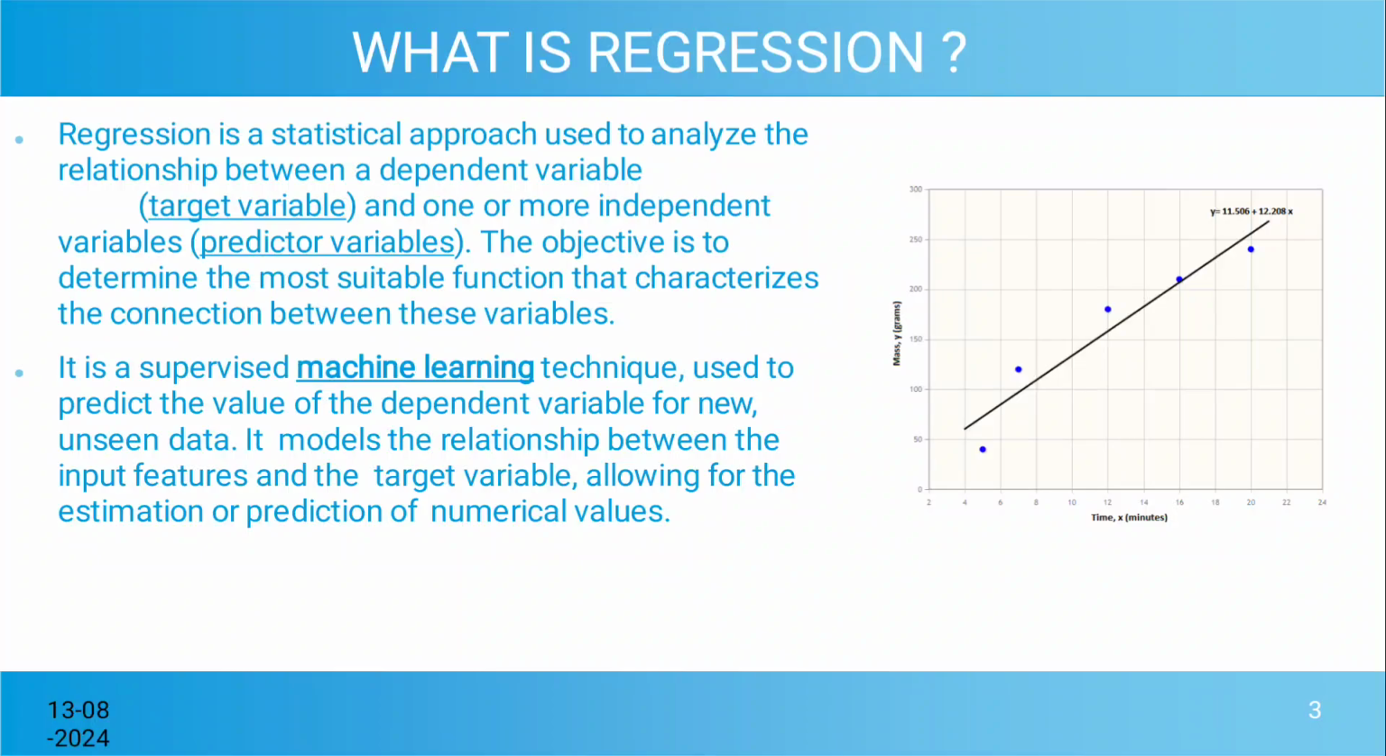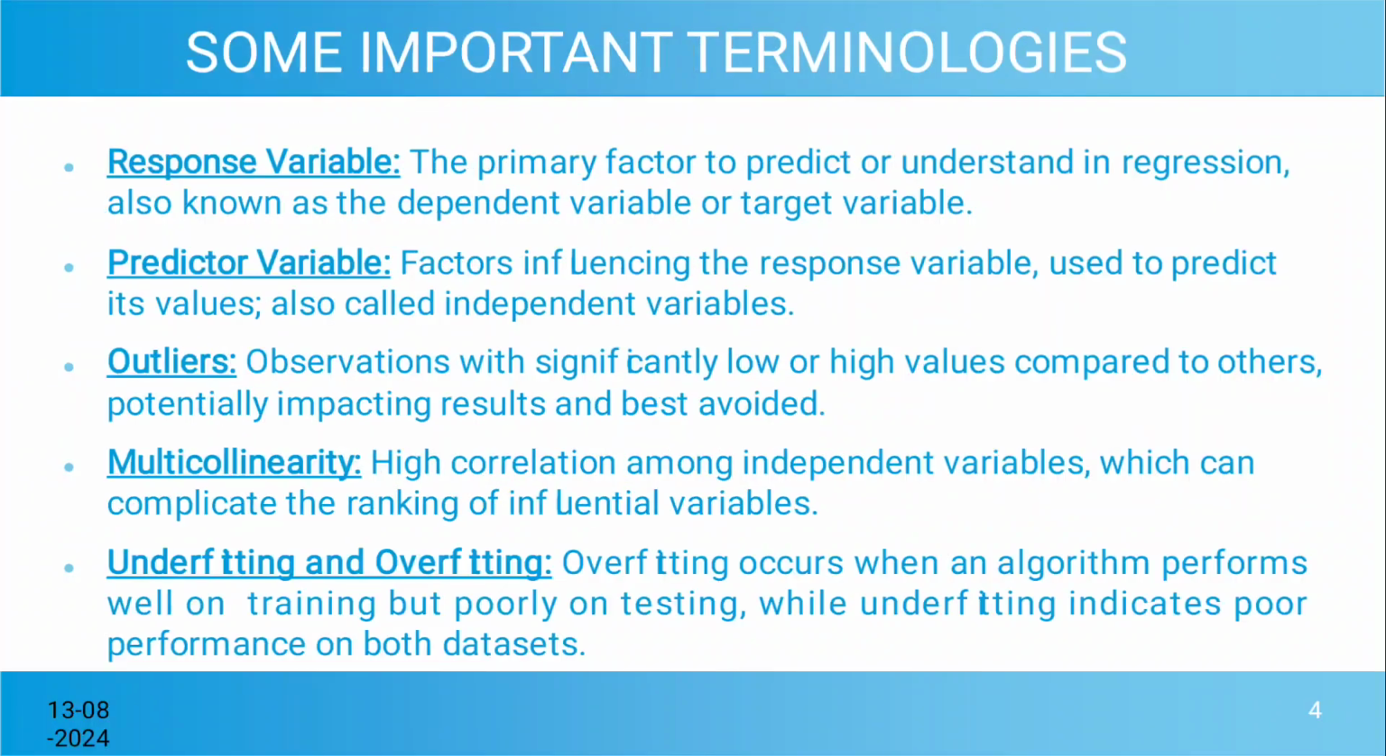Next, what is regression? Regression is a statistical approach used to analyze the relationship between a dependent variable and one or more independent variables. The objective is to determine the most suitable function that characterizes the connection between these variables. This is a supervised machine learning technique used to predict the value of the dependent variable for new unseen data. It models the relationship between the input features and the target variable, allowing the estimation or prediction of numerical values. We can see the graph.